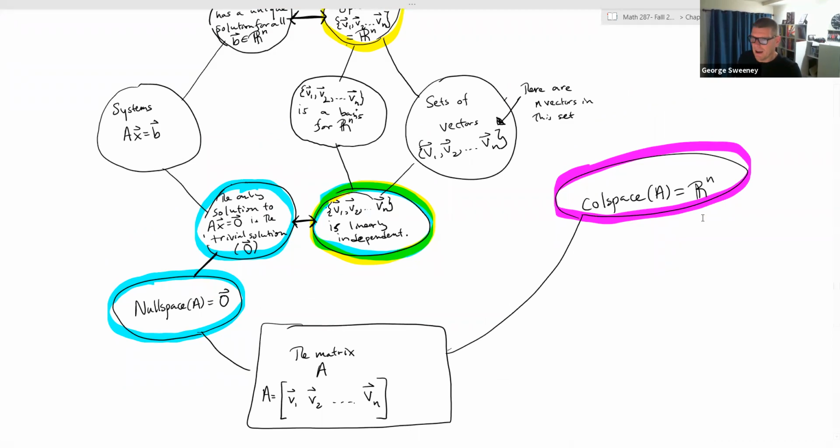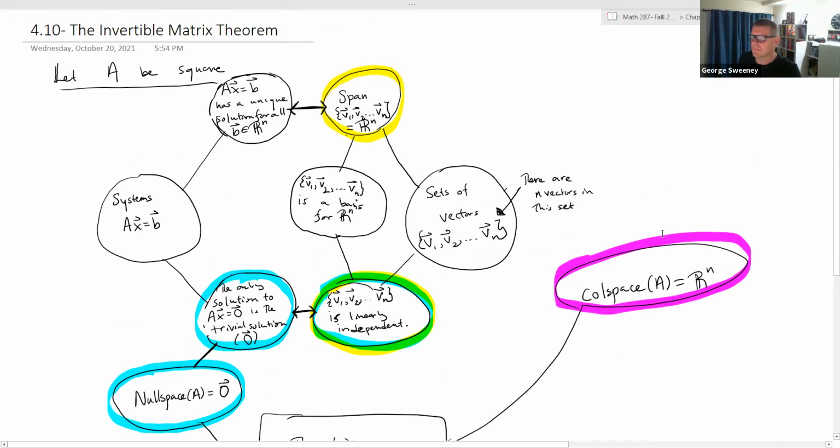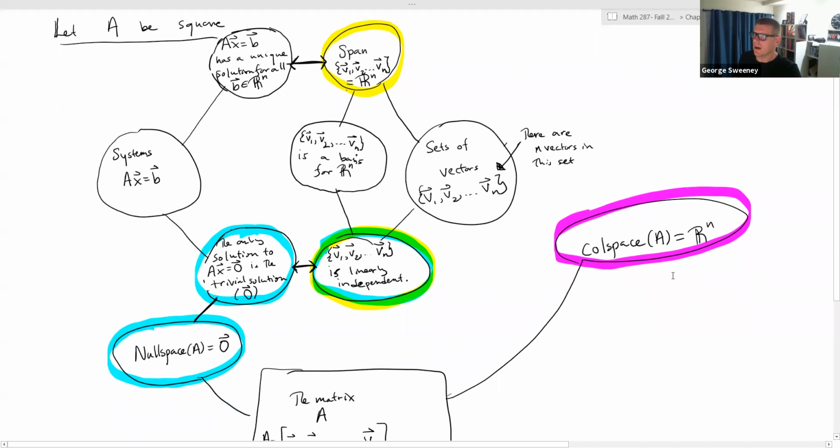If you think about the definition, the column space of A is the span of the column vectors of A. What are the column vectors of A? Do you know what I mean when I say column vectors of A? Of course you do. Maybe not. I don't know. It's a good question. What do you think, Daniel?